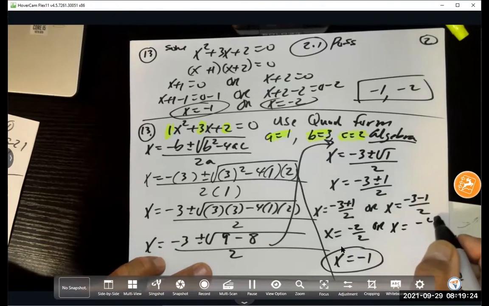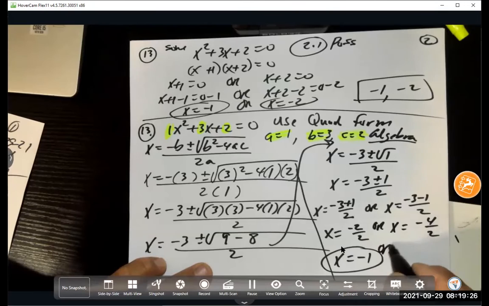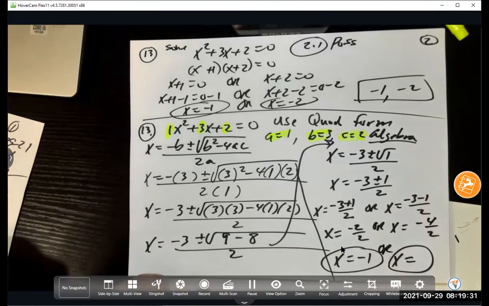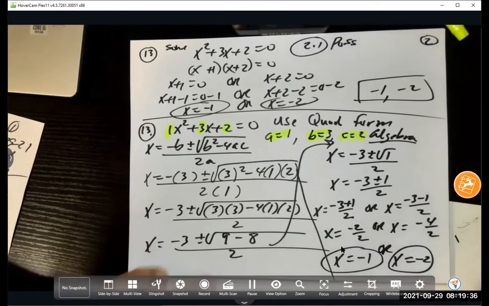Okay, the other one. This is going to be negative 4 over 2. And if I divide it up, you tell me. It'll be x equals negative 2. That's negative 2.